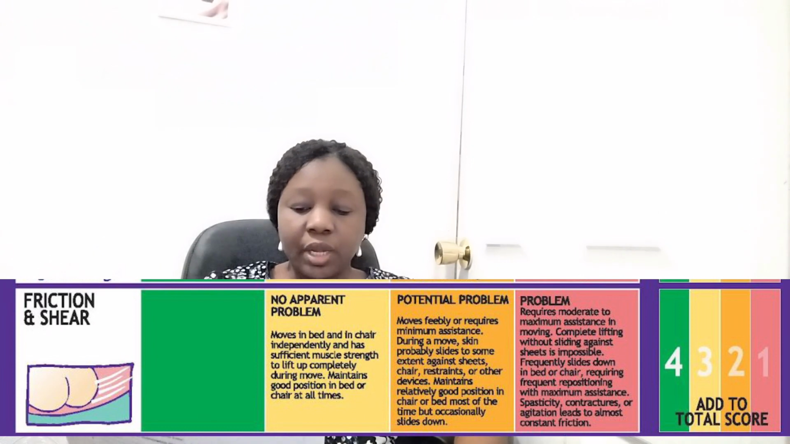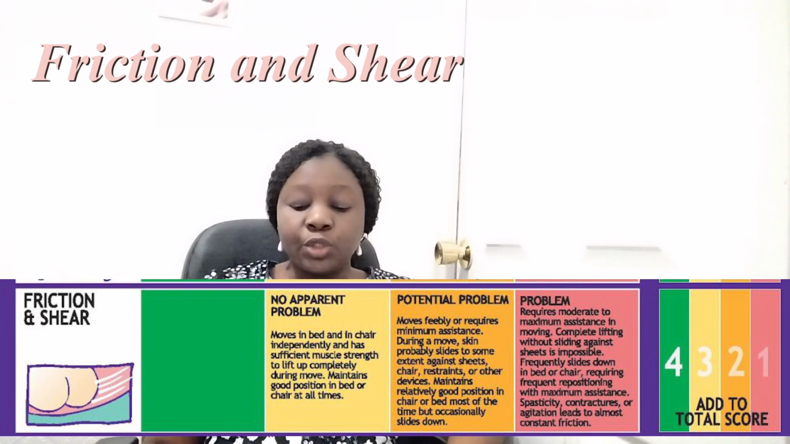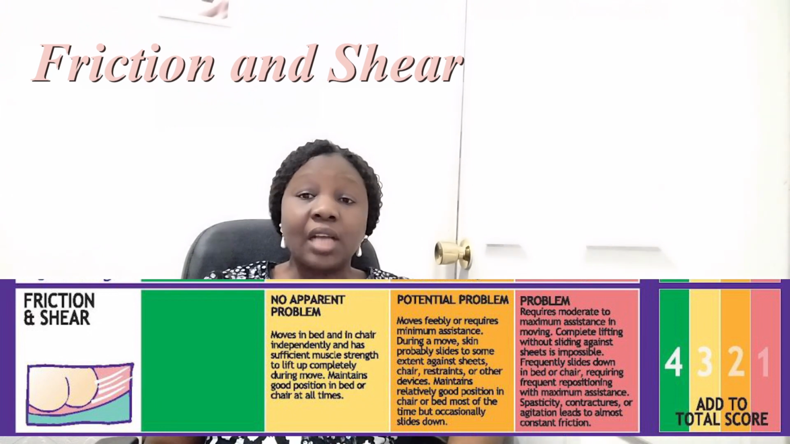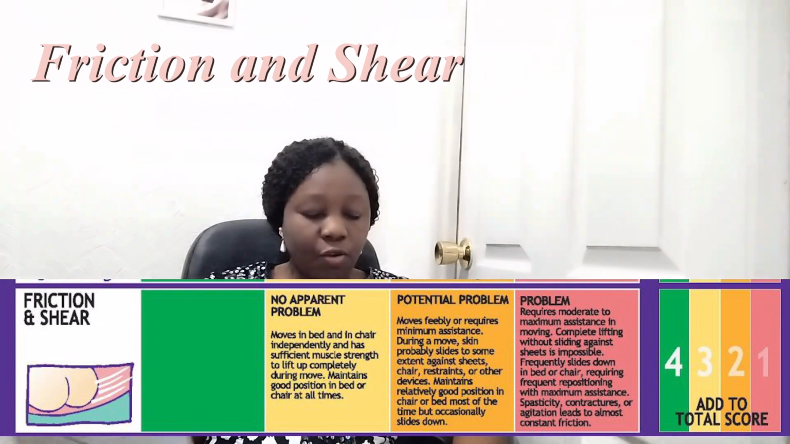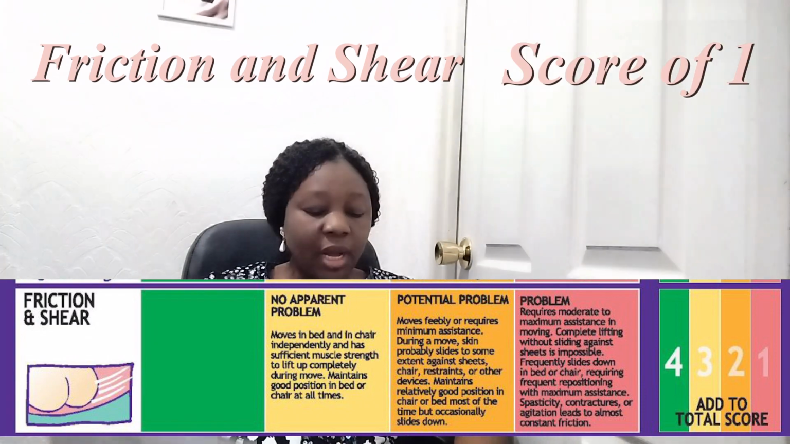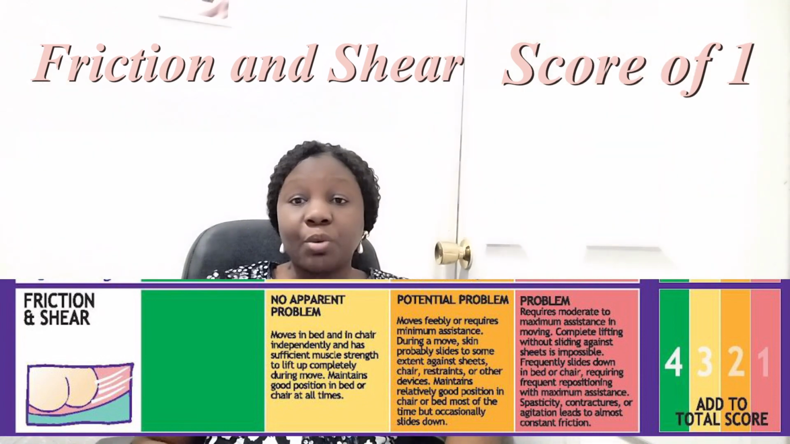And the last one is friction and shear. So for friction and shear, we're going to go back to our scenario again. And for that, it says she requires a great deal of assistance for repositioning in bed. She frequently slides down. So a great deal of assistance means she requires a lot of assistance. She requires maximum assistance. So with friction and shear, the best score for her will be a score of 1, which says requires moderate to maximum assistance in moving. Complete lifting without sliding against sheet is impossible. Frequently slides down in bed or chair, and that's fitting appropriately for Mrs. Jones.